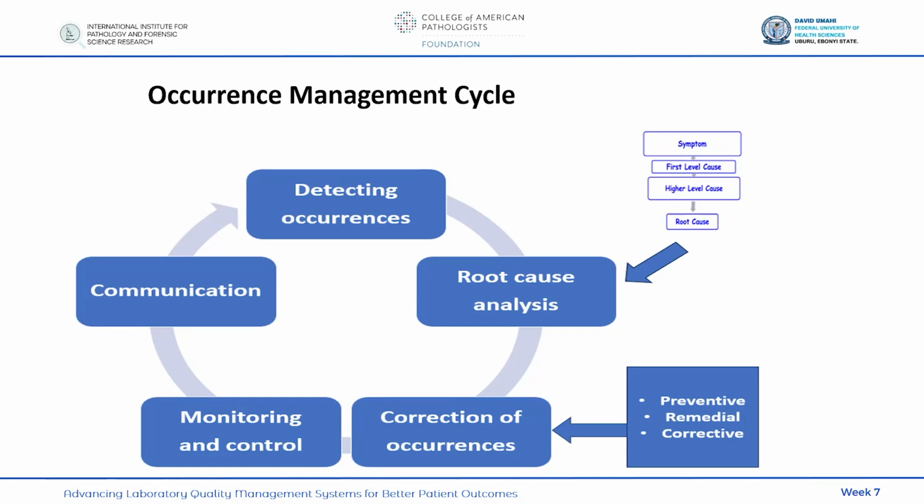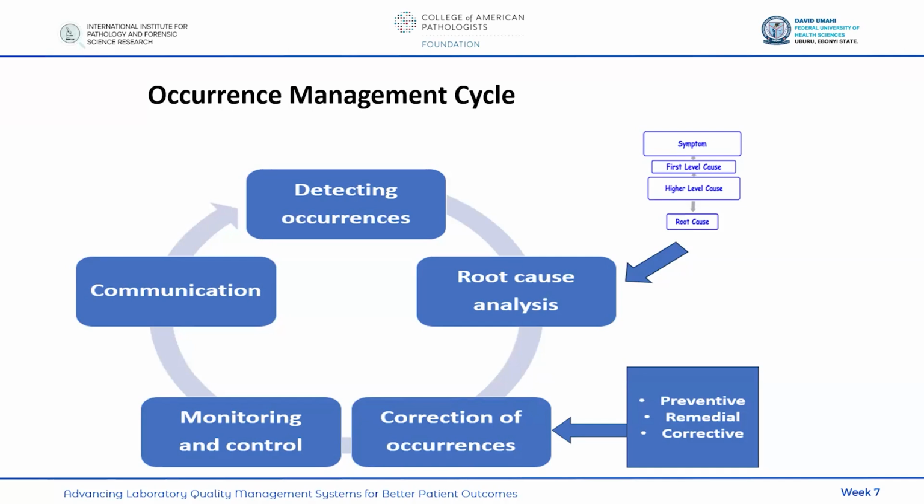So the next step is root cause analysis. You have to analyze the cause of these occurrences. And then you will be able to know the corrections to take, how to correct these occurrences. And this correction is just correction, because there are various actions you must be able to take. You must have a remedial action, which we will discuss later. And then you put in place measures that will ensure that the occurrence does not repeat itself. Okay, and this will include monitoring and control.